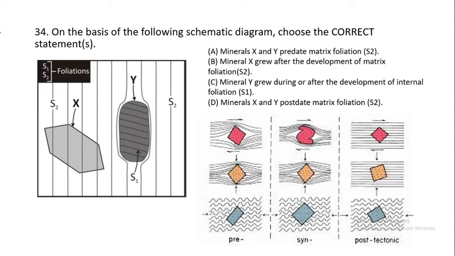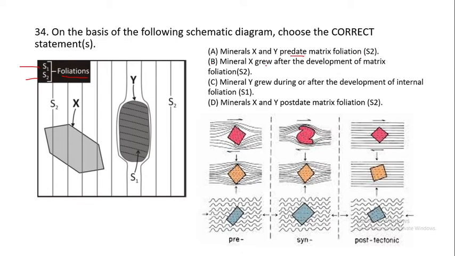Here you can see S1 and S2. Those two are foliations. There are two foliations, S1 and S2, and X and Y are there. We have four options. A: mineral X and Y predate matrix foliation S2.